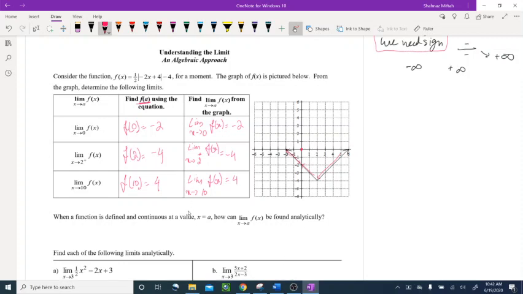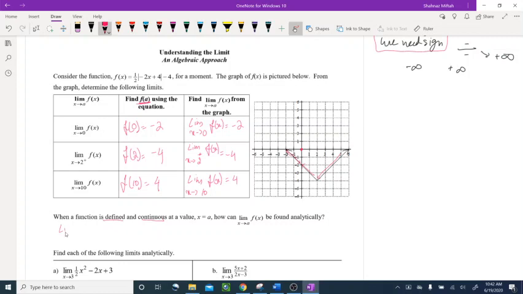Okay, so defined means continuous. Defined means there is no hole, vertical asymptote, or horizontal asymptote, any of this. Continuity, like this function, is also continuous and defined because each and every x value has a y. That's defined. Closed circles. Okay, so how can the limit as x approaches a of f of x be found analytically?